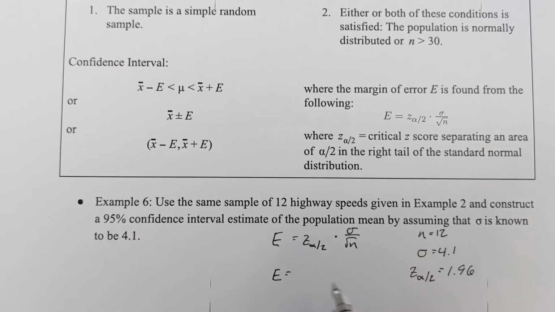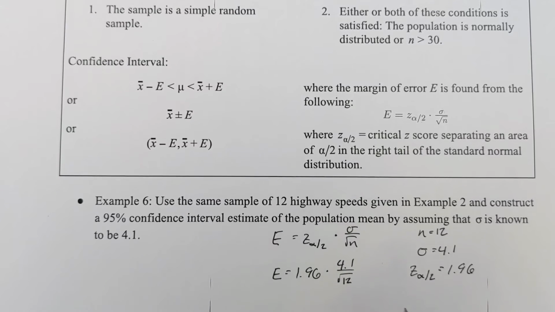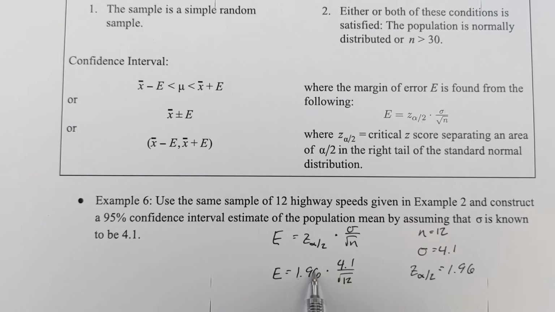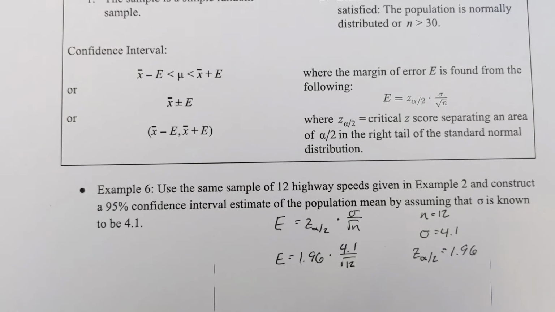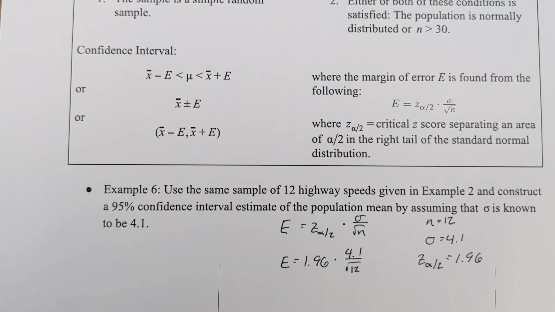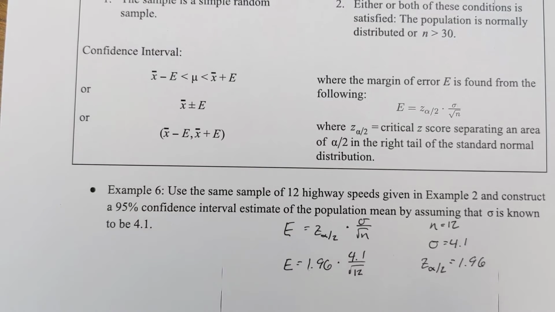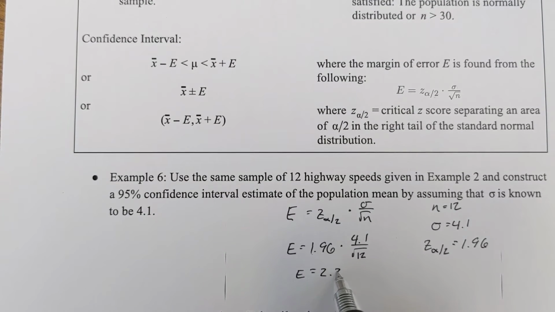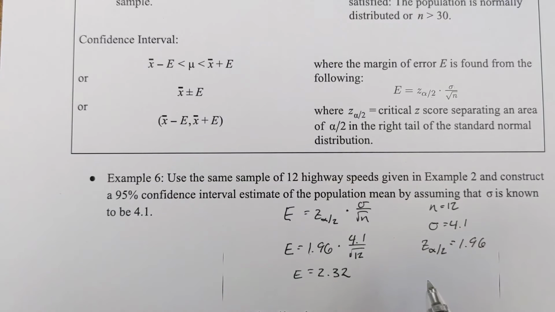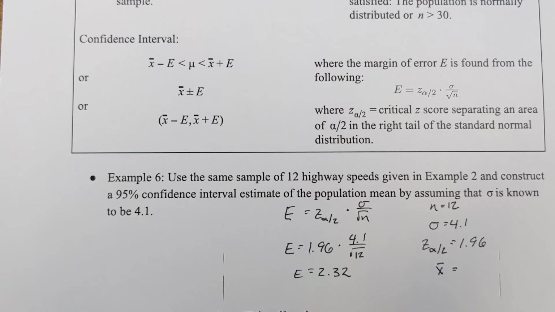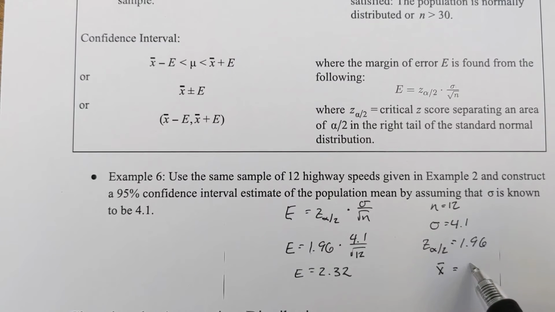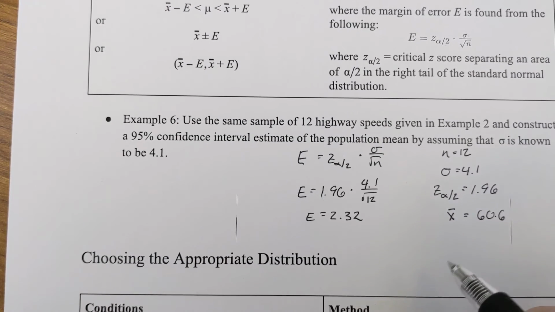So the error is z value times sigma over root n. If you notice, this is very similar. The only difference is when we were doing this with t, the number was different. So 1.96 times 4.1 divided by the square root of 12. This error comes out to be 2.32. So construct the confidence interval. The average, I should have jotted that down because that's what the confidence interval is based off of. So the average measurement was 60.6.